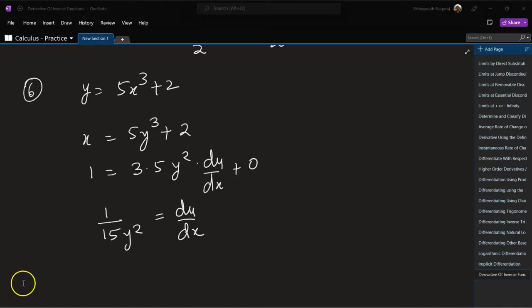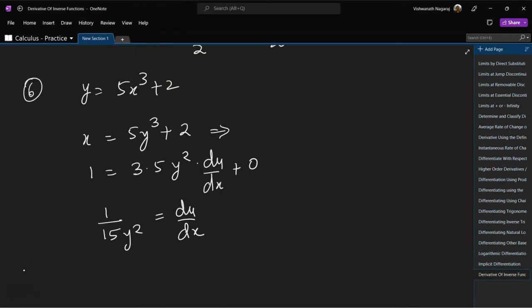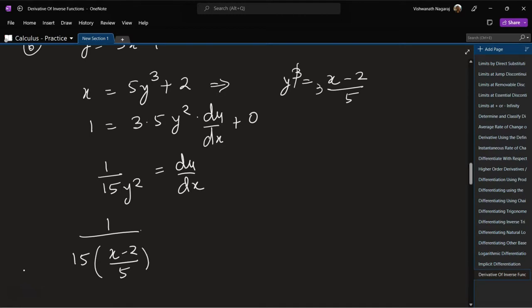But y is what? We have to focus on the inverse function, not this function. So this can be written as y cube is equal to x minus 2 by 5. And so here when we do the substitution, we get 15 times x minus 2 by 5, and if we take the cube root, this becomes cube root of, so square is already there, so 2 by 3 is equal to dy by dx.